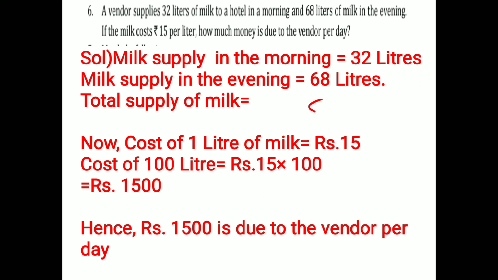8 plus 2 is 10. 6 plus 3 is 9. 9 plus 1 is 10. So how much milk does he supply? 100 liters. Clear? Now the cost, they have given in the next line.